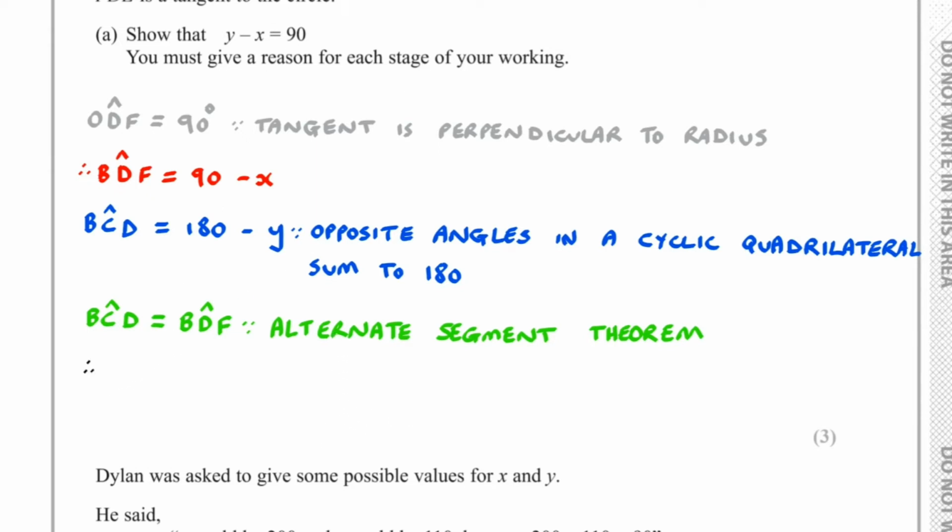So in other words, BCD, that's 180 minus y, and that's equal to 90 minus x. And if we rearrange, we can therefore conclude y minus x is equal to 90.